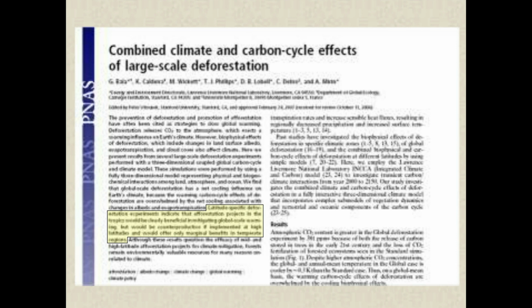Now the experiment took place in a computer. And what he says here is that latitude-specific deforestation experiments, this is a model, indicate that afforestation projects in the tropics would be clearly beneficial and mitigate global scale warming, but would be counterproductive if implemented at high latitudes, and would only offer marginal benefits in temperate regions. That's us. So anywhere from here north, trees are bad for climate change. Any takers?